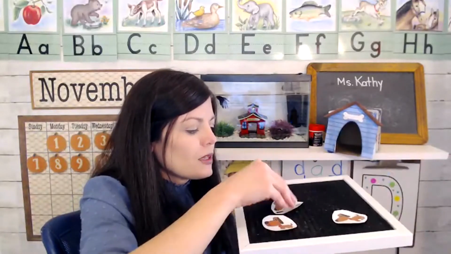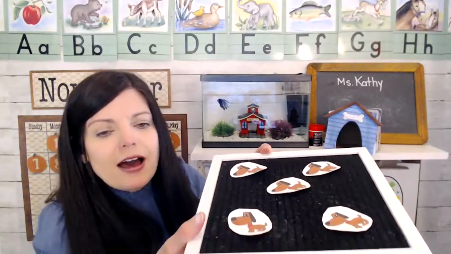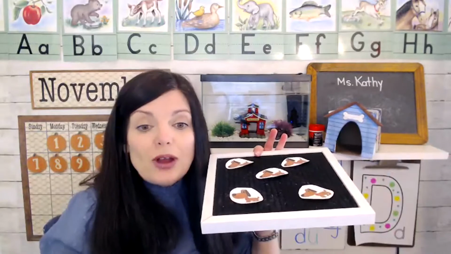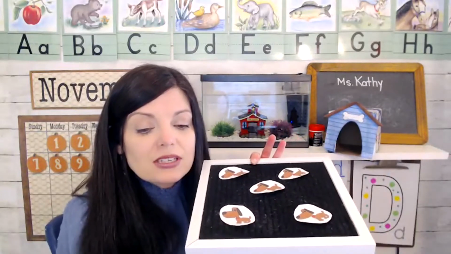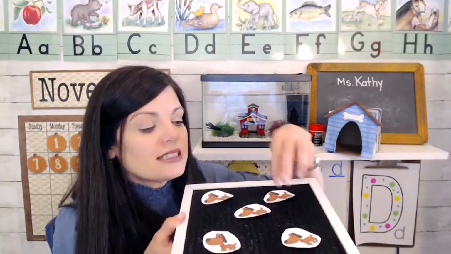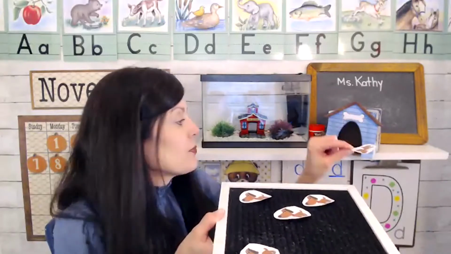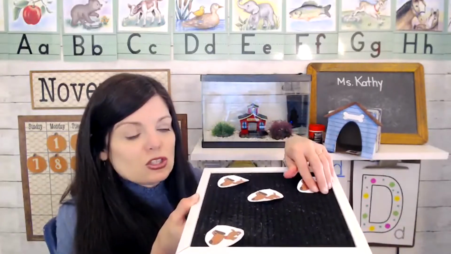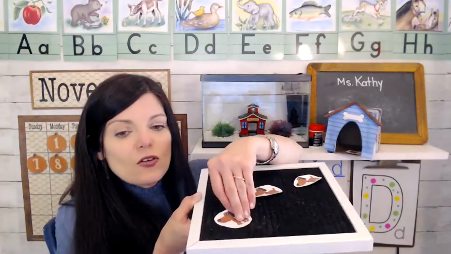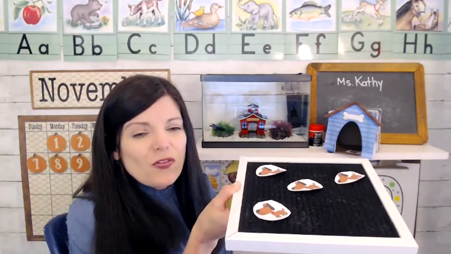1, 2, 3, 4, 5. So now we're going to do subtraction to 5. That means take away. So there are 5 dogs. You just counted them. And one of the dogs decides that he needs to go and take a nap. So we're going to take away 1 and put him in the doghouse. Now how many dogs are left? 1, 2, 3, 4. So 5 dogs, take away 1 is 4.